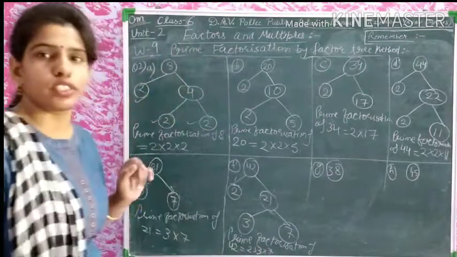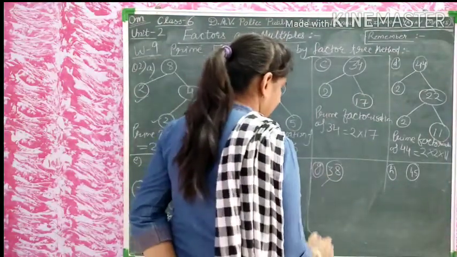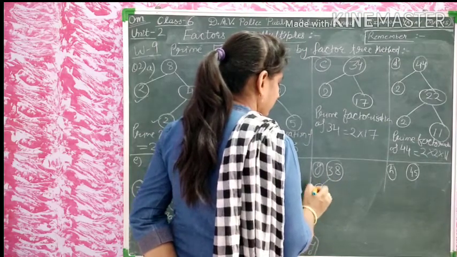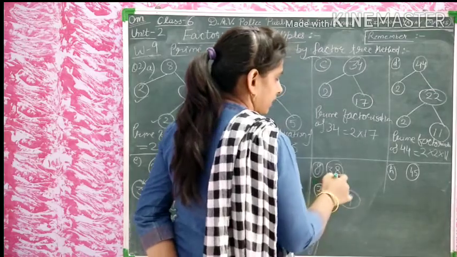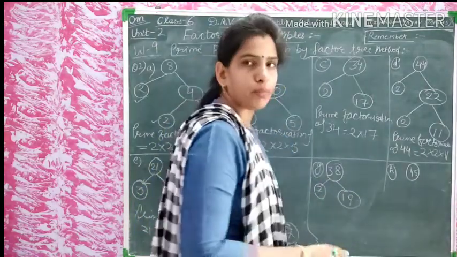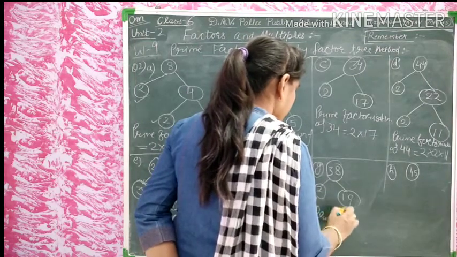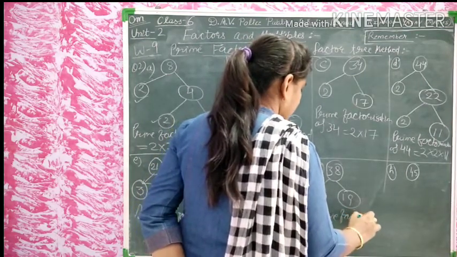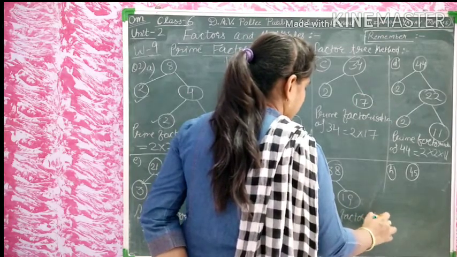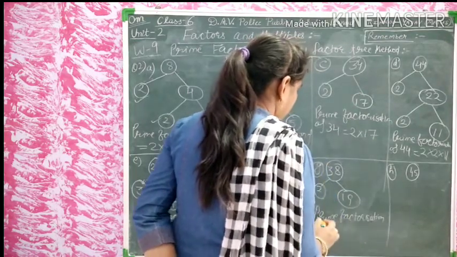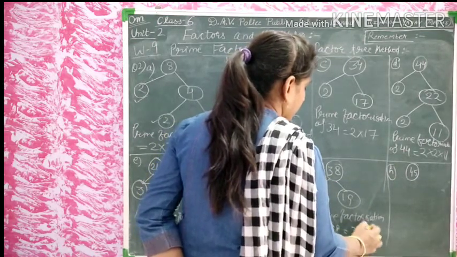Is this clear, students? Now we will go to the next question, that is 38. And for 38, it will be divided by 2. Yes. We will get the prime factor as 2 into 2, 2 9 18. And now it is the prime number. So prime factorization of 38 is equal to 2 into 19.